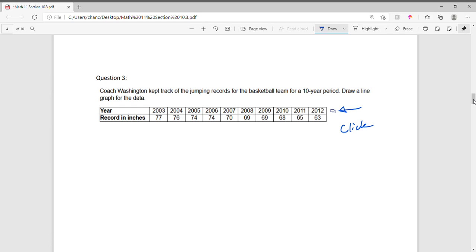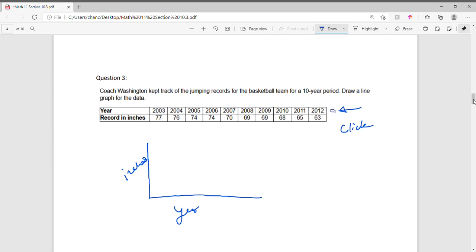Now you could also do the problem by drawing it by hand. You can put the year here on the horizontal axis and the number of inches on the vertical axis and draw a line graph that way. But we should use technology because it's convenient for us.